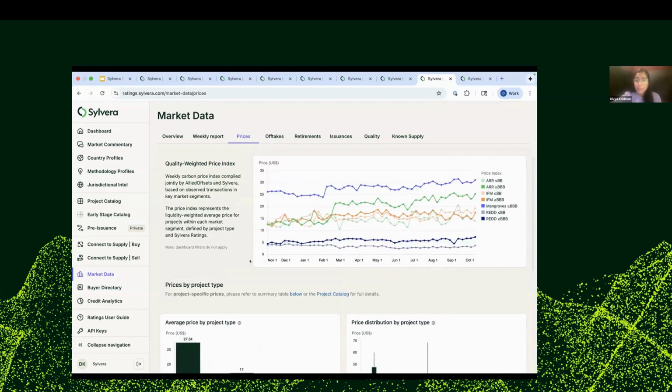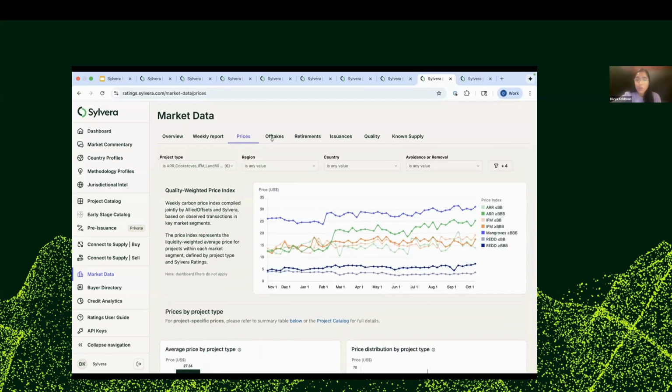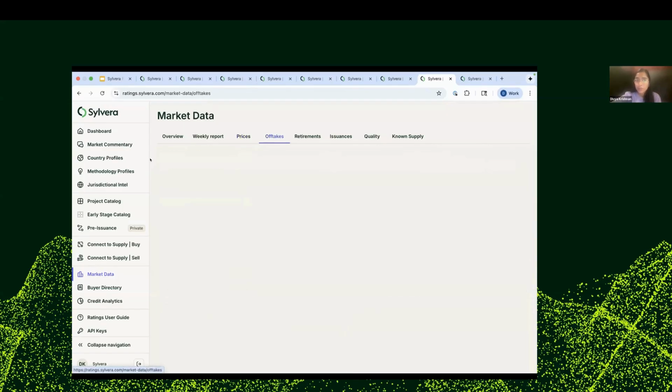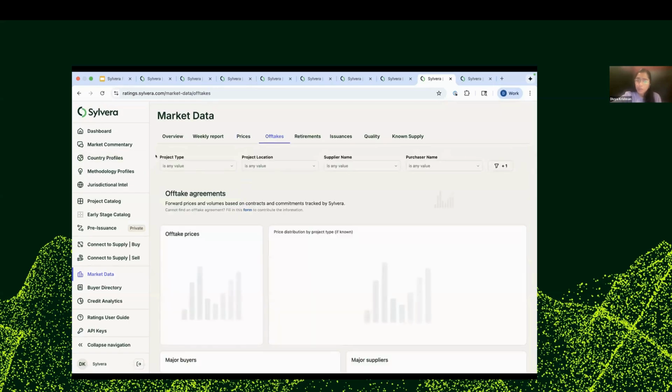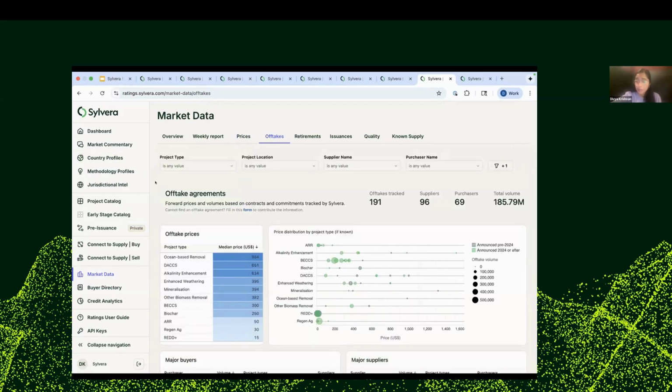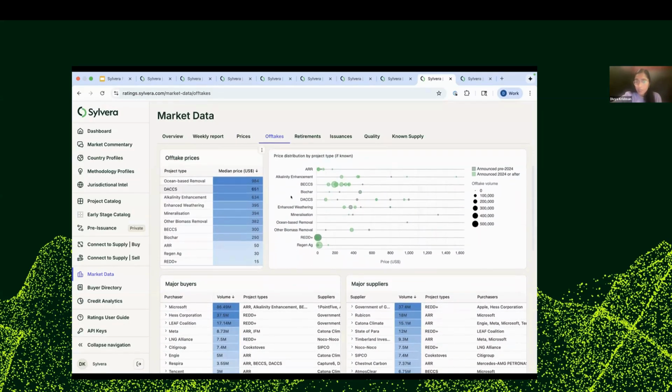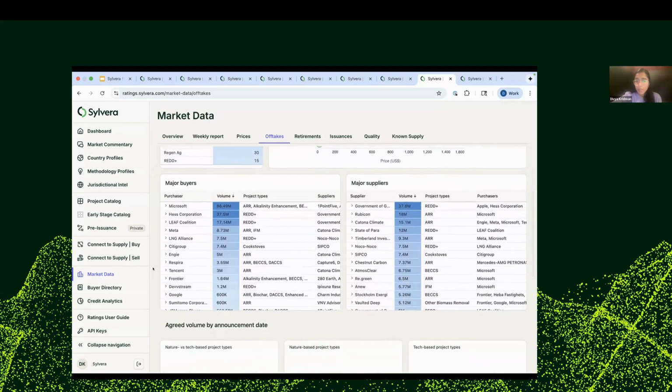So this is quite a dense module. There's quite a bit of data available to dig into. But one thing that I'll touch on is the offtakes data set that our team has put together. This is a data set that tracks all of the public offtakes and gives you a sense of what the median price per project type is for these offtakes, taking into account all the offtakes that have happened. It gives you an insight into the different offtake volumes and prices that have happened per project type over time, as well as major buyers in the space.